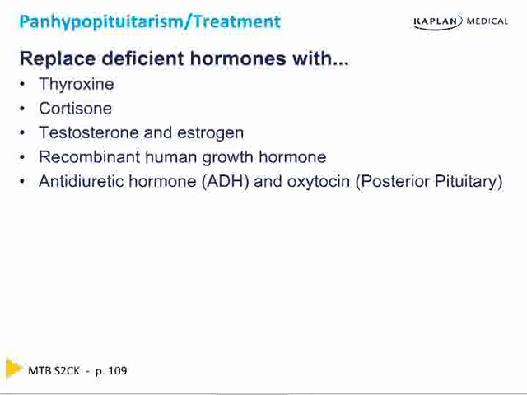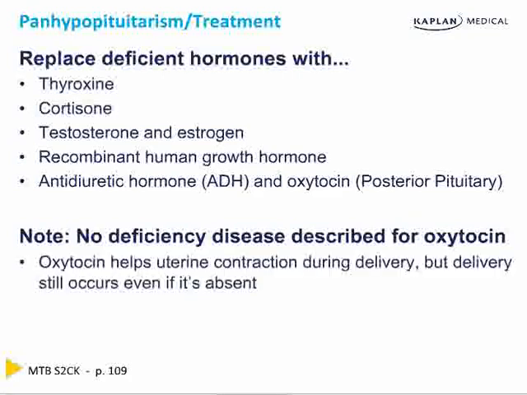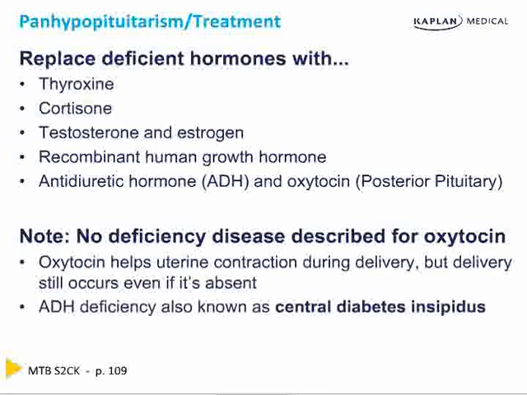ADH and oxytocin generally don't need to be replaced just for pituitary insufficiency because, one, no deficiency disease is described for oxytocin, because oxytocin just helps uterine contraction during delivery. But since delivery still occurs even if it's absent, you don't need to replace it. ADH deficiency, which is central diabetes insipidus, doesn't have to be replaced because, frankly, the hypothalamus just takes over releasing the ADH directly. It's kind of like buying books from Amazon. If all the bookstores shut, you just get it directly from Amazon.